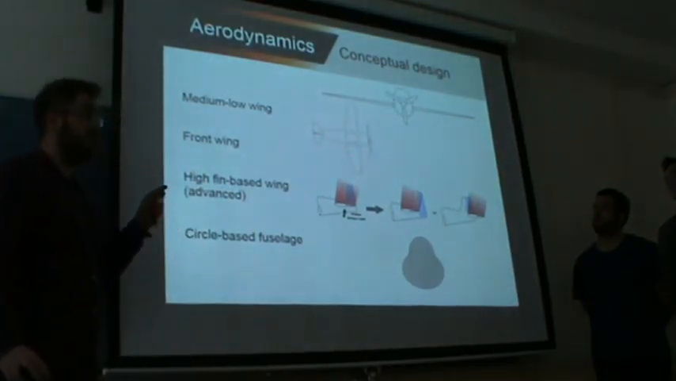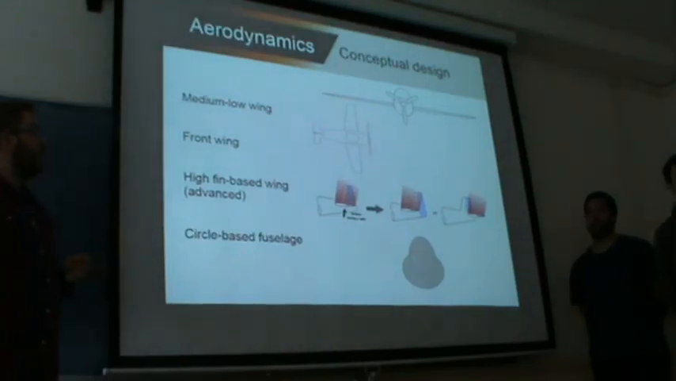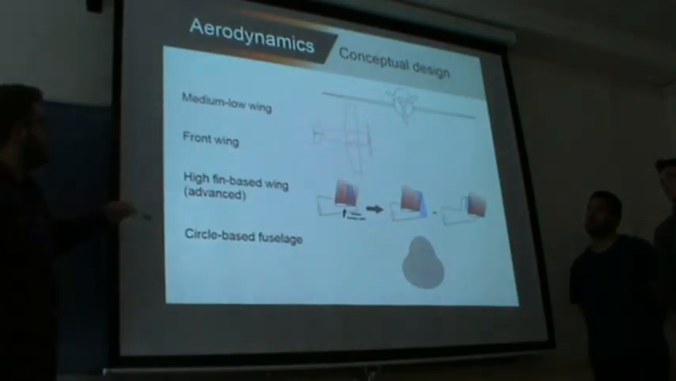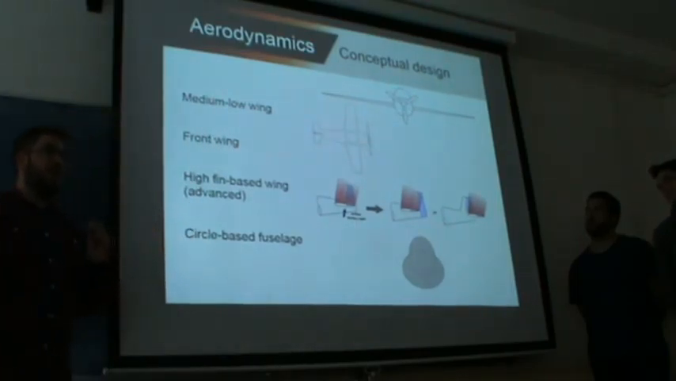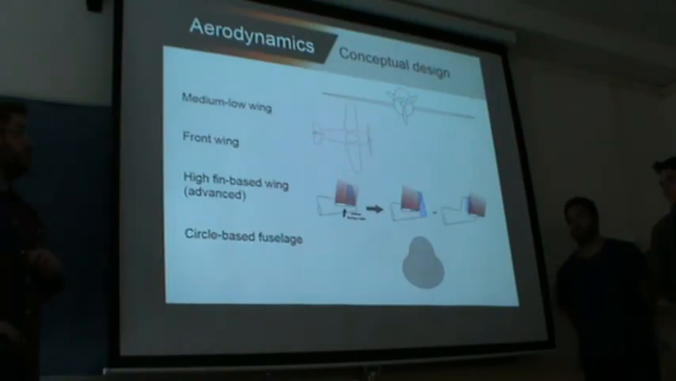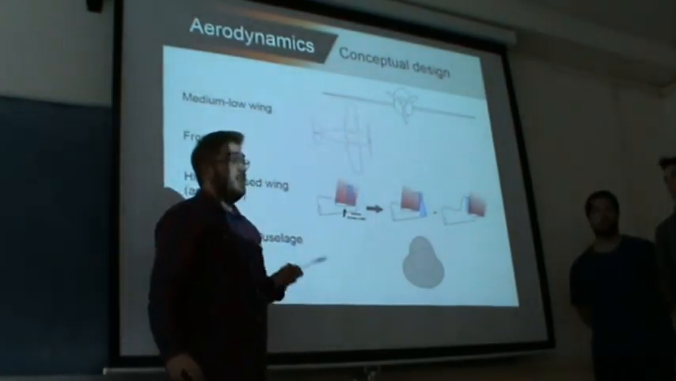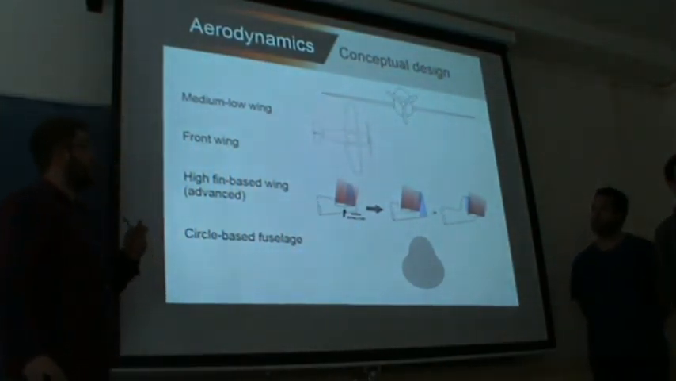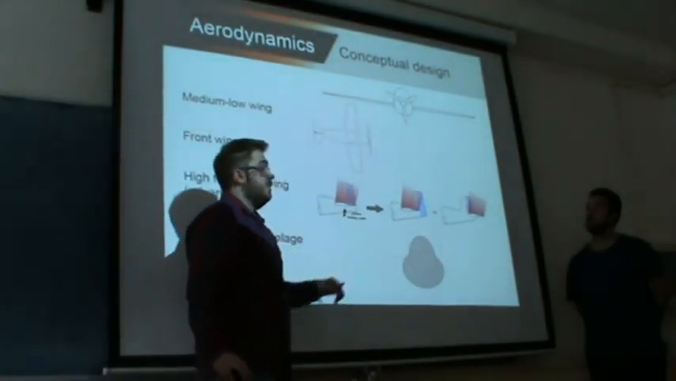Using the Torenbeek and the Roskam, we have evaluated the different configuration types, and we have come up with these solutions. We are going to use a medium low wing because it has a better belly fairing, and that improves the aerodynamics of the whole configuration. We also are going to use a front wing because it's going to give us a lot of space to position the cabin of the pilot.